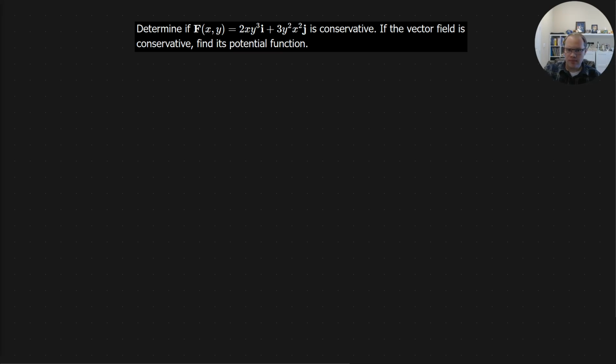Let's try another one. Here we have a vector field F. Again, we want to test if it's conservative, so we need to check its curl. If its curl is 0, then it's conservative. Okay, so I'm going to find the scalar curl, which means I'm going to embed it in three-dimensional space. 2xy cubed, comma 3y squared x squared, comma 0.